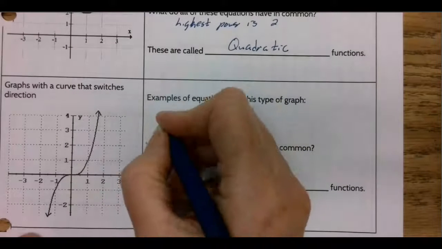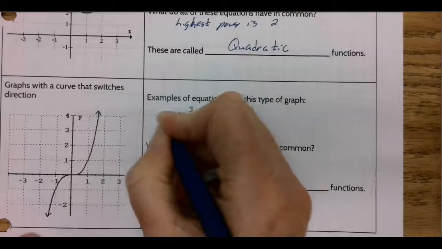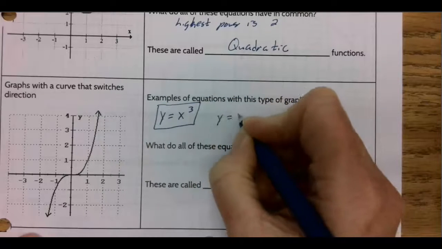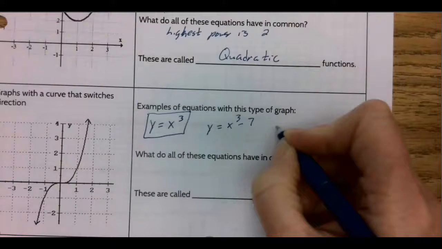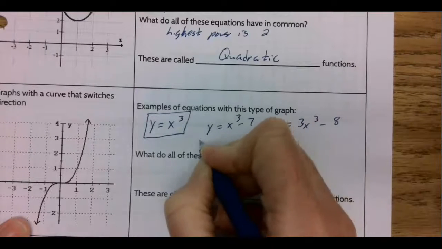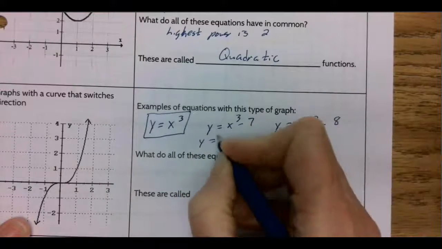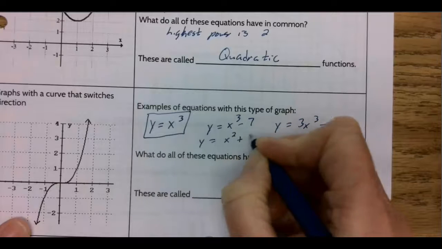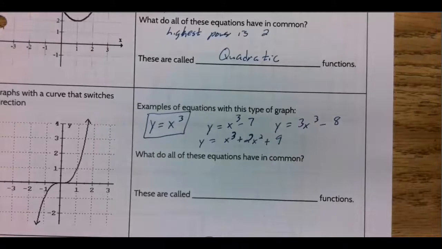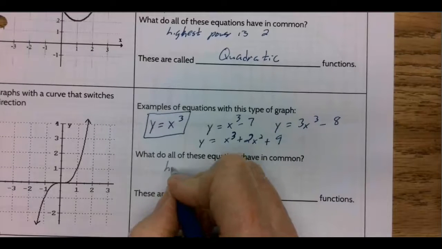The third type, graphs with a curve that switches directions. I'll tell you more about that. Y equals x cubed. That is the parent function. Y equals x cubed minus 7. Y equals 3x cubed minus 8. Y equals x cubed plus 2x squared minus 9. Just for the heck of it. What do all of these have in common? Highest power is 3.